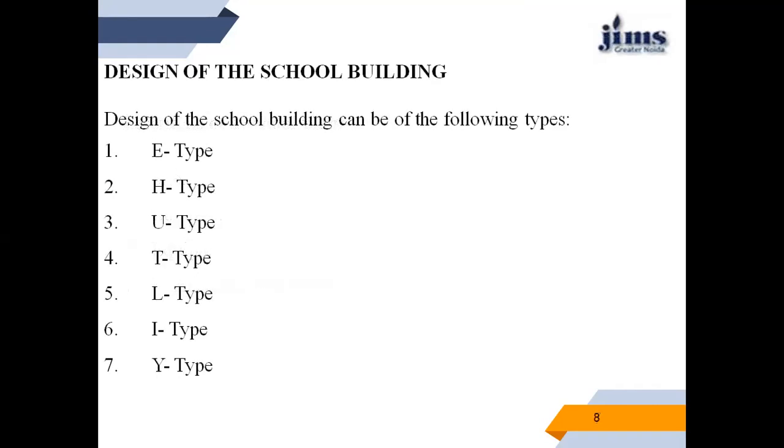Now let me come to the design of the school building. The design of the school building should be simple but elegant. Design of the school building can be of the following types. For example, E, H, U type, T type, L type, I type, and Y type. If we need any expansion, then any of these types can be selected, and especially the H type is the most flexible one where expansion can be done very easily.